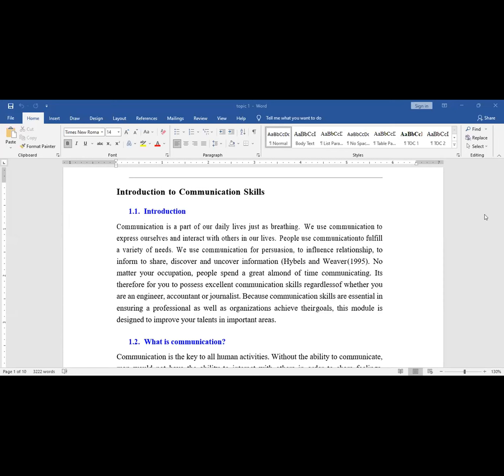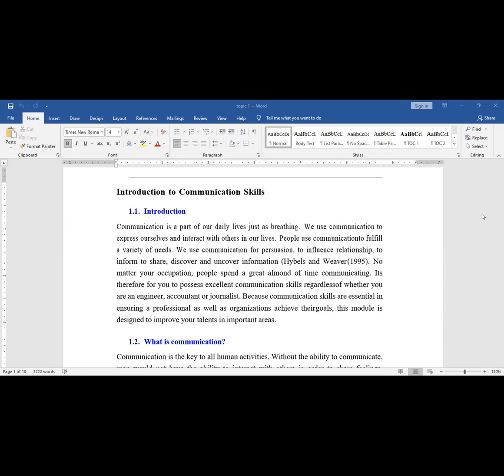Also, people use communication to fulfill a variety of needs. For example, we use communication for persuasion. When you talk about persuasion, this reminds me of what we call BBI, the Building Bridges Initiative. The politicians used persuasion to persuade people to support this document. Sometimes we also have people who work in organizations, people who are self-employed, and you persuade others to buy your products and services. So we use communication to persuade others to buy our products, to buy our services, and also to influence relationships.